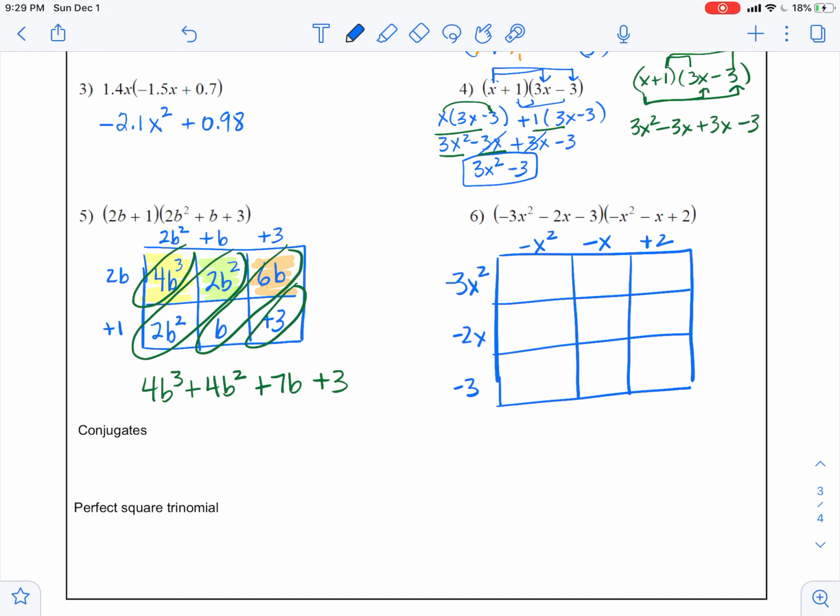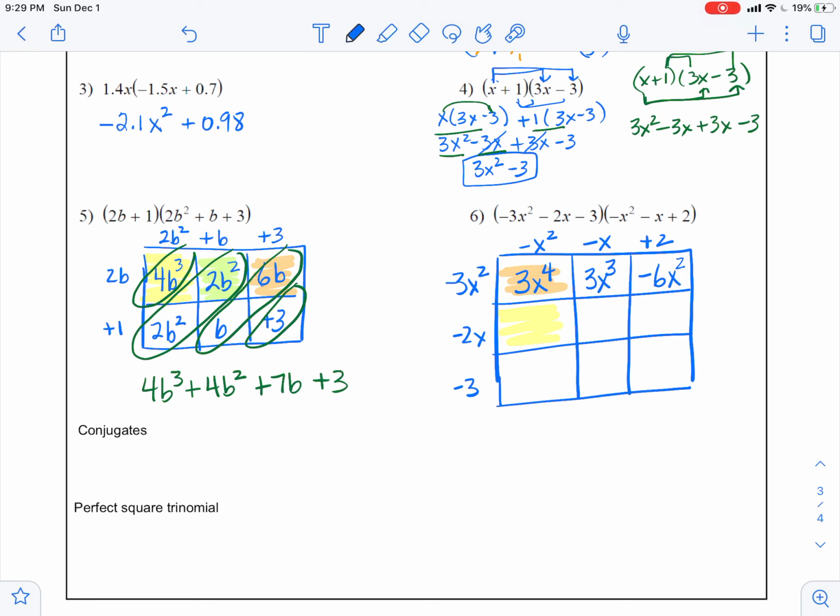And again, I'm just going to start finding the area of each of my boxes. So I'm going to start with my first box. And just be very careful with your signs. So in this case, I've got a negative times a negative, which makes it positive 3, and then x squared times x squared is x to the 4th. Okay, and then just continue on. So I'm going to get 3x cubed, negative 6x squared.